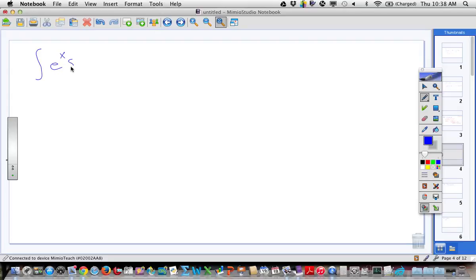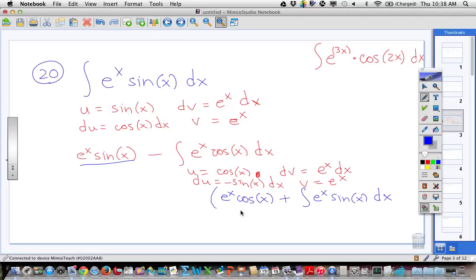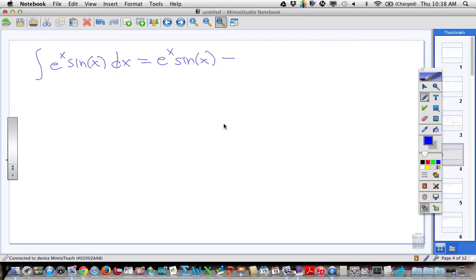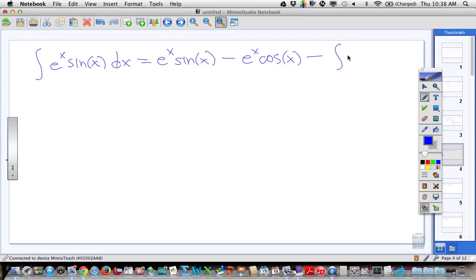We have the integral of e to the x sine x dx is equal to, let me come back. What do I got? I got e to the x sine x. It's going to be long, so minus all of this, right? So it's going to be minus e to the x cosine x, and then minus, because I have to distribute that minus, the integral of e to the x sine x dx.